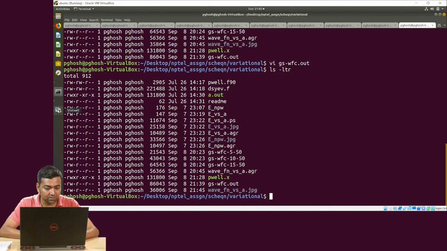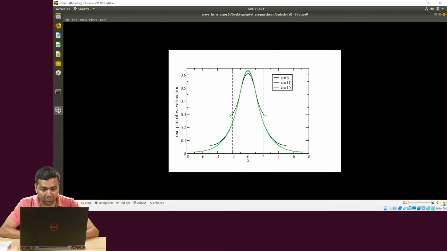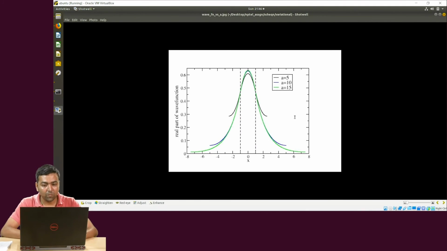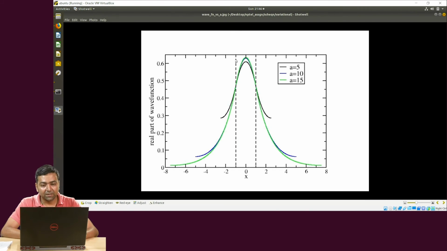Let me close it and open it again. Okay, this is fine. So, as I was saying, these vertical lines here denote the width of my potential. The total width of my potential is 2, that is the value of b, which is 2 units, and it goes from minus 1 to plus 1.